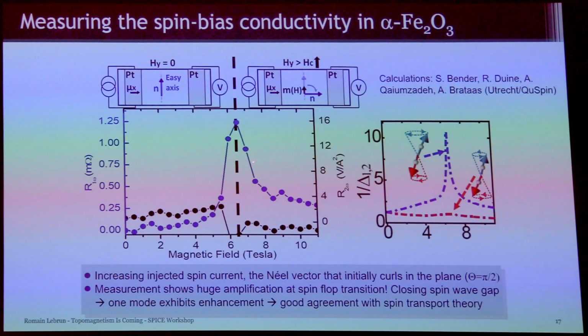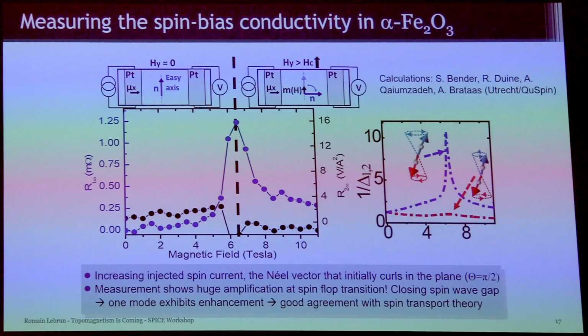So this is how you can explain that you have this maximum at the spin flop field, because you have a soft mode and because you just increase the energy gap between the two magnon modes at the spin flop field. Then the second question, the last one, was why we don't observe any spin-Seebeck signal.